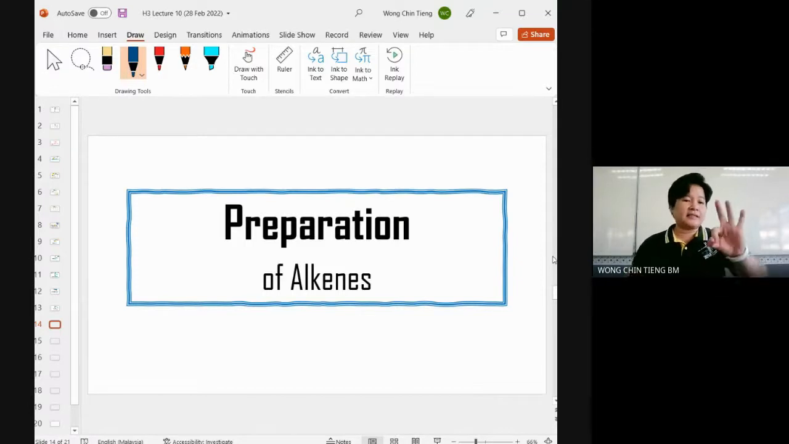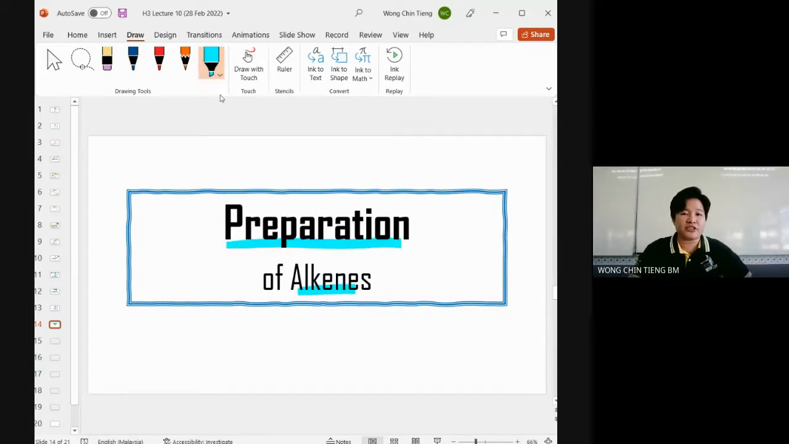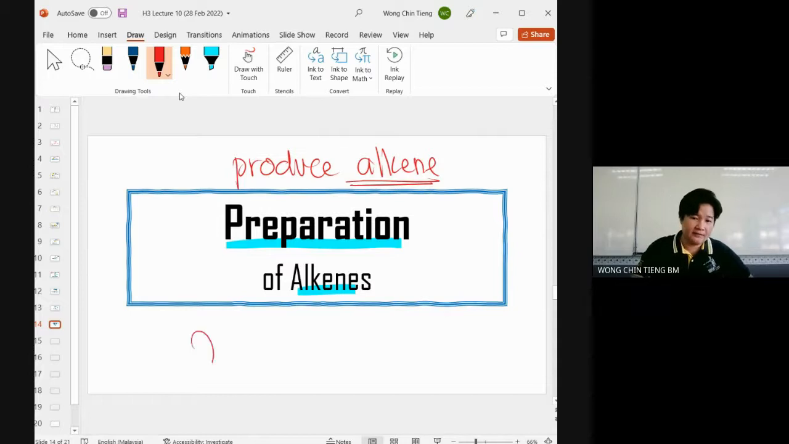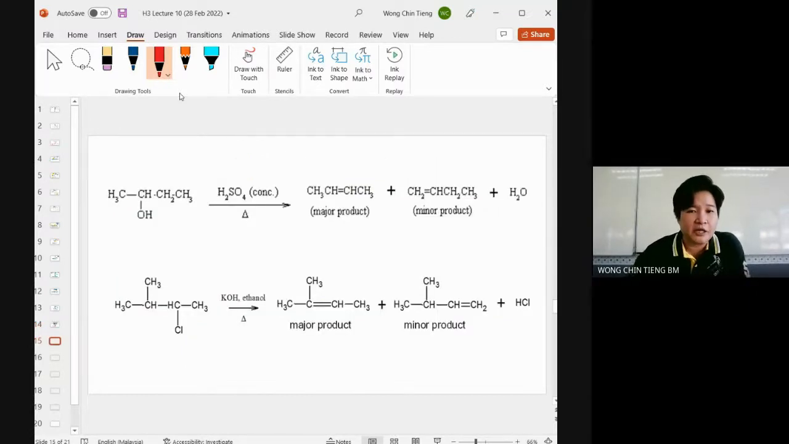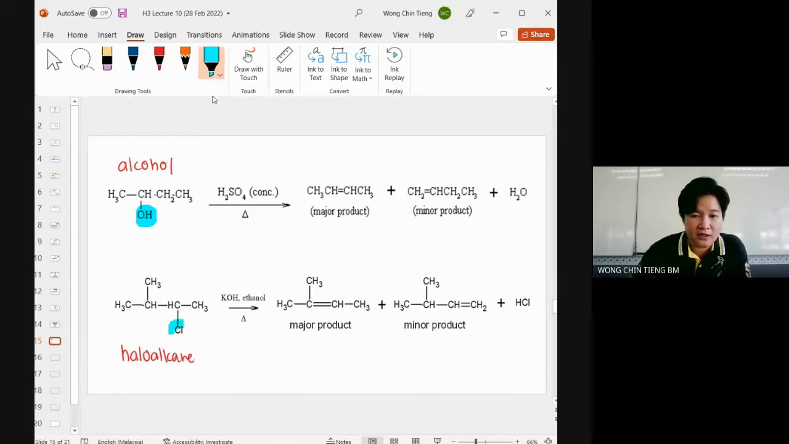Next, kita ada 3 bahagian lagi kita nak cover. Sikit je, tak banyak. Preparation ada 2. Okay? Preparation of alkenes over here means we are going to produce alkene. Kita nak hasilkan alkene and there is only 2 methods. Kita ada 2 cara sahaja. Cara pertama guna alkohol. Cara kedua kita guna haloalkane.